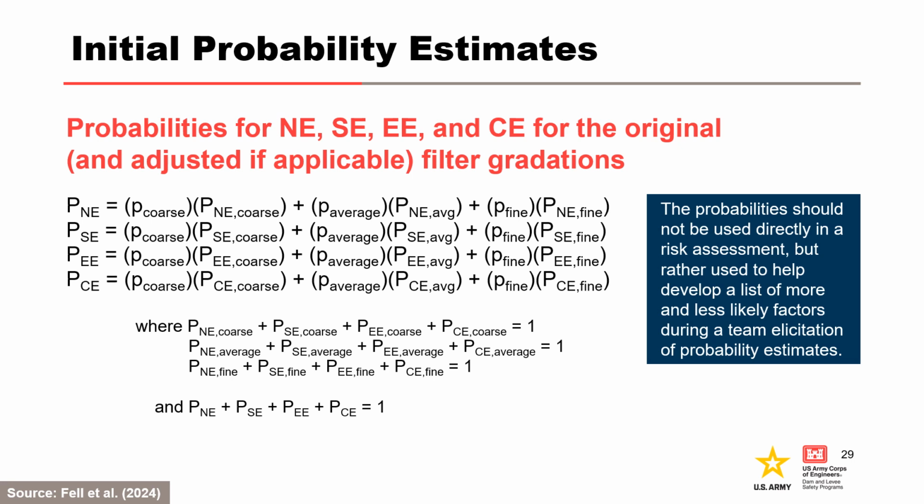Use judgment to adjust the calculated percentages to take into account the effects of other factors such as the distribution of the core and filter gradations in the fill, borrow area variability, and selective placement of materials. The probabilities should not be used directly in a risk assessment, but rather used to help develop a list of more and less likely factors during a team elicitation of probability estimates.